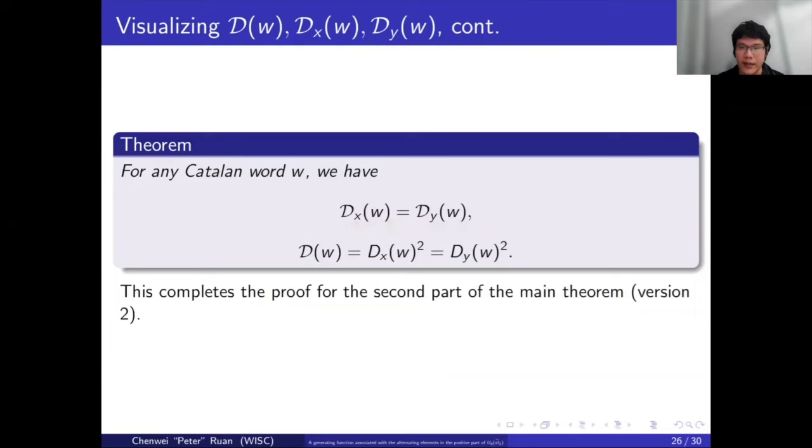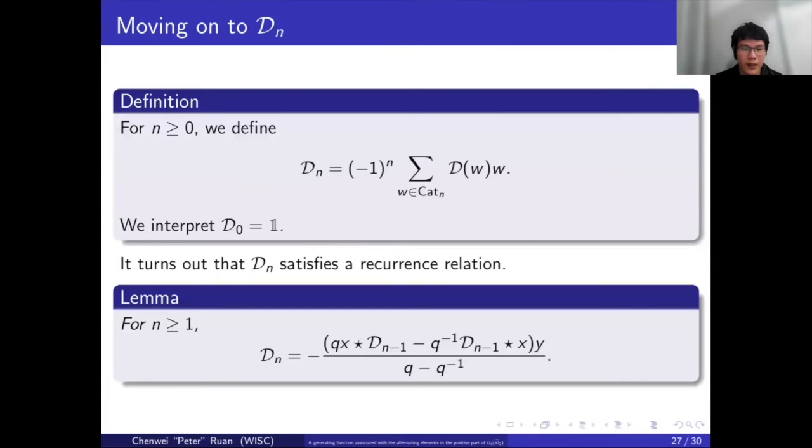Yes. So now we have our theorem that for any Catalan word w, kel d sub x is the same as QD sub y. And then we can now write QD of W to be the product of QD sub x and QD sub y. Okay, so this now completes the proof of the second part of the main theorem. And now, to prove the first part of the main theorem, let's move on to QD sub n.